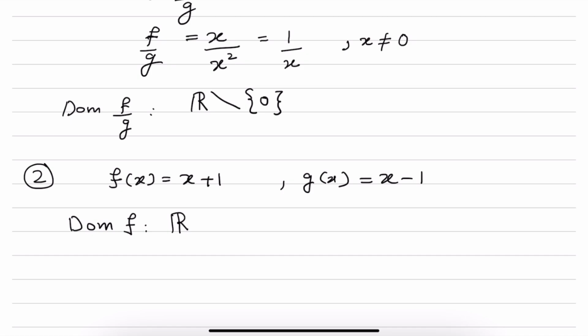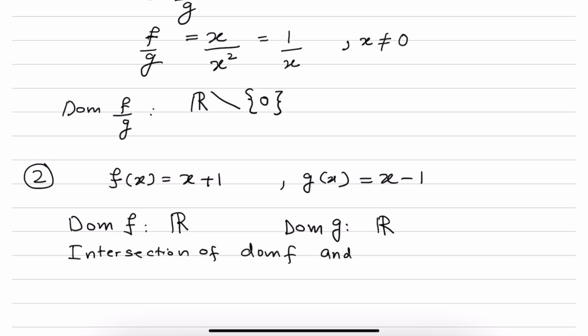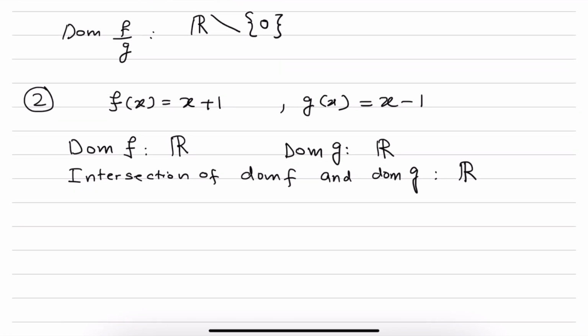And domain of g again is all real numbers, because any real number that you pick and you plug in g of x, you are going to get a real number. And the intersection of domain of f and domain of g is R, because both domains are real numbers.